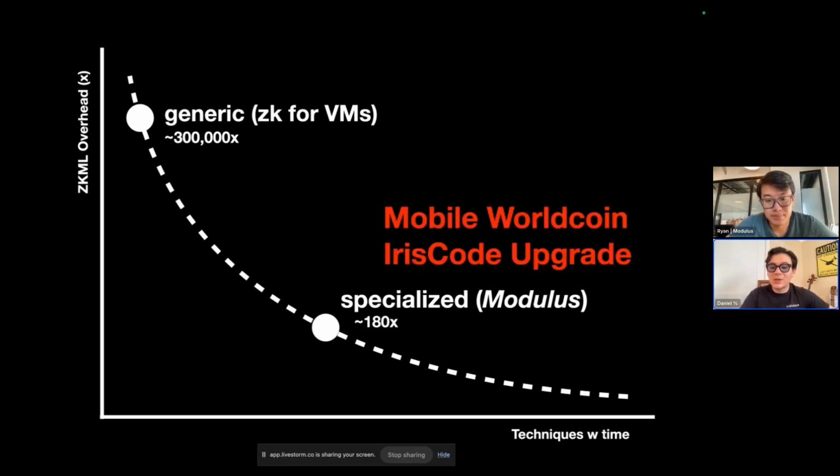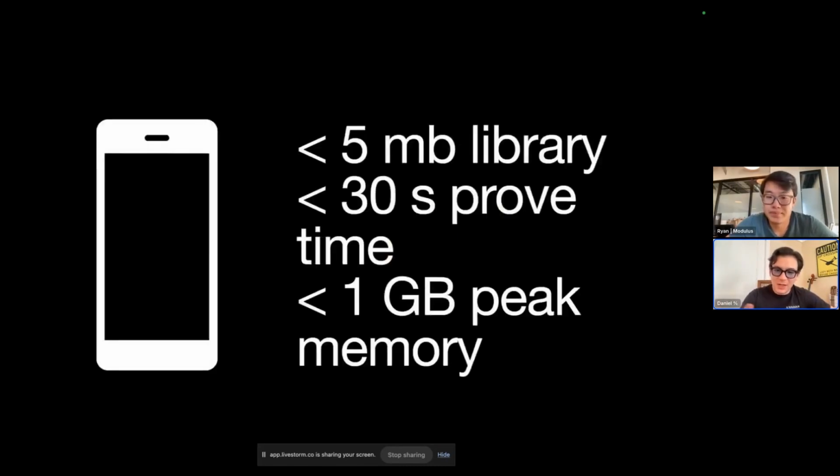And that starts to bring us into the regime where we can actually do this Worldcoin iris code upgrade on the user's device. And that would be, again, that win-win-win we mentioned before. So here are some of the specs we're targeting for this very specific iris code proving library that we're working on. It needs to be less than 5 megabytes. It has to have less than 30 seconds of proving time. And it turns out this is the most important bottleneck: we can go no further than 1 gigabyte of peak memory consumption.